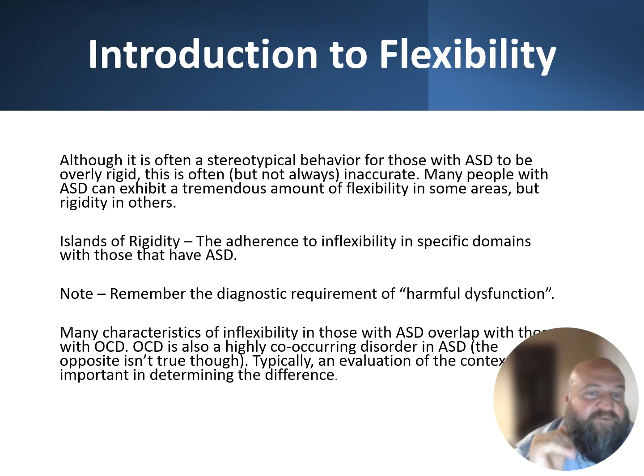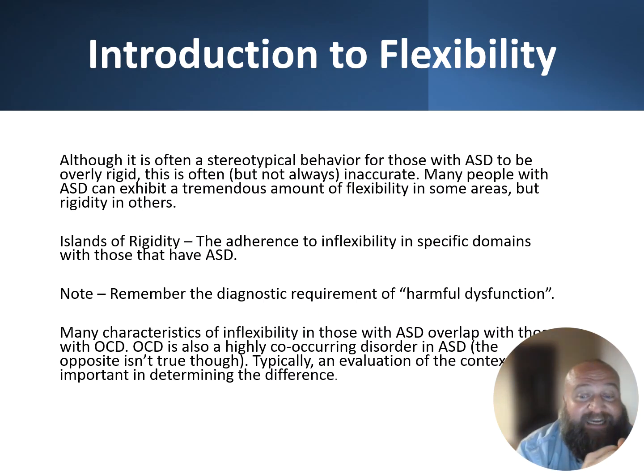Although it is often a stereotypical behavior for those with ASD to be overly rigid, this is often inaccurate. Not always, but often. It's kind of a stereotype. Many people with autism spectrum disorder can exhibit a tremendous amount of flexibility in some areas, but rigidity in other areas. So we're talking about flexibility and rigidity. What we're talking about isn't like movements. It's more like cognitive flexibility, right? Your ability to adapt and change, to accept change.